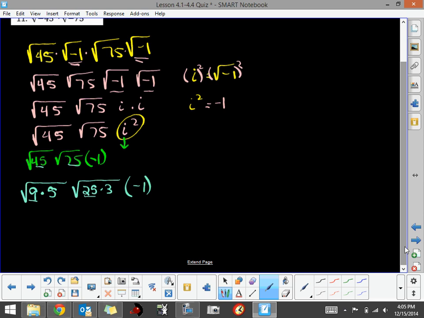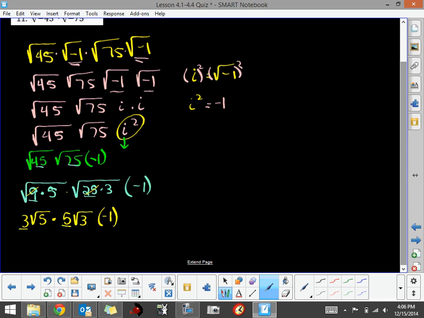So now I'm going to remove my perfect squares. The square root of 9 is more simply written as 3, so I've got 3 times the square root of 5. The square root of 25 is more simply written as 5. So I'm still multiplying all these things together. It's just that I'm going to write it in a different form. Times the square root of 3. Still times a negative 1.